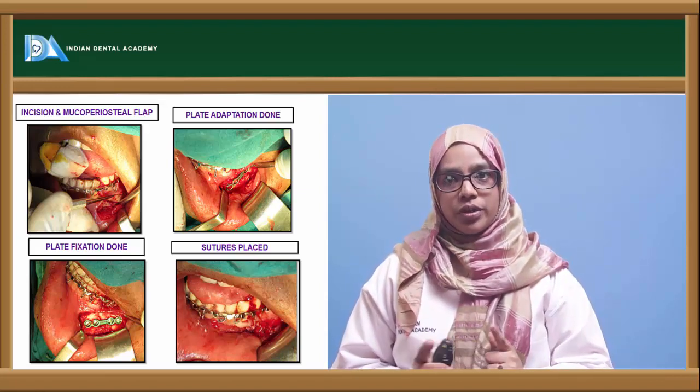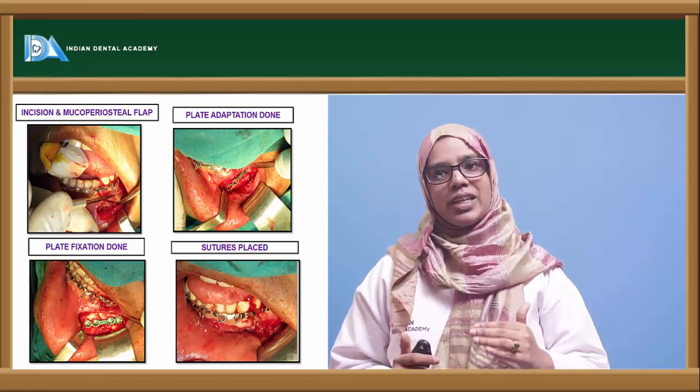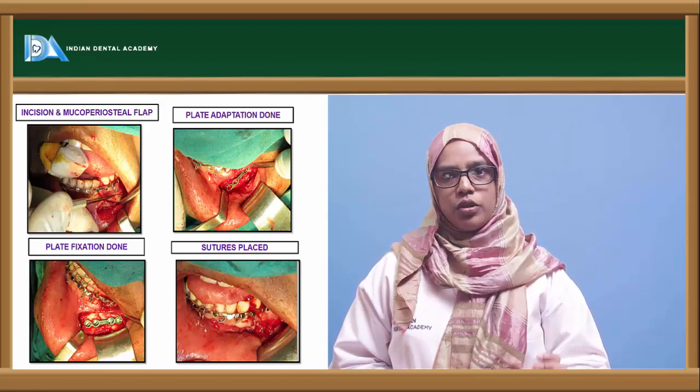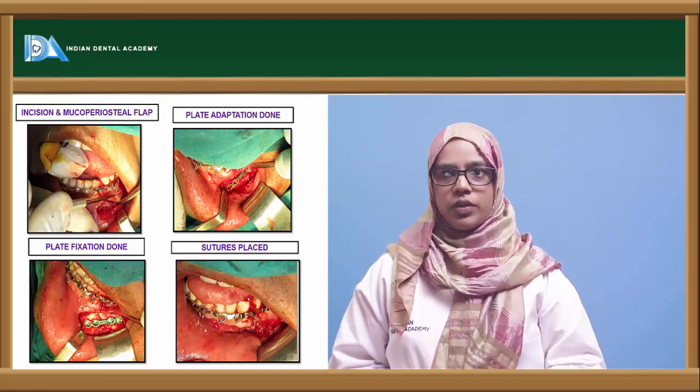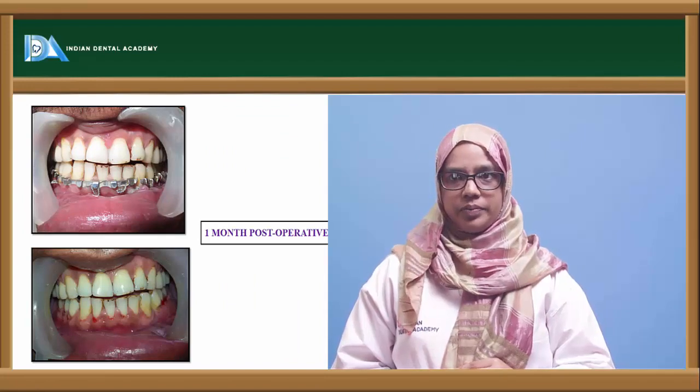Since we have already put an arch bar on the teeth, it will act like a tension band. So just one plate at the inferior border is sufficient, with two screws on either side of the fracture line. This is the occlusion 1 month post-operatively.